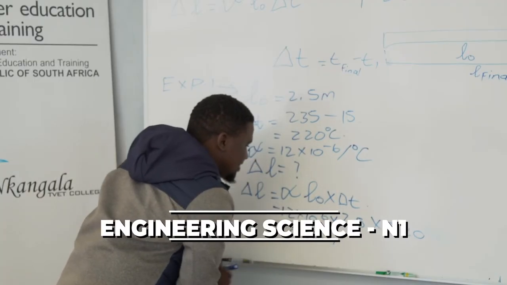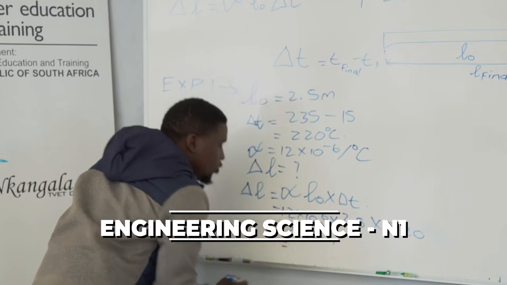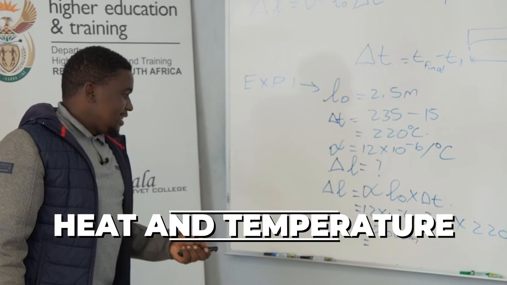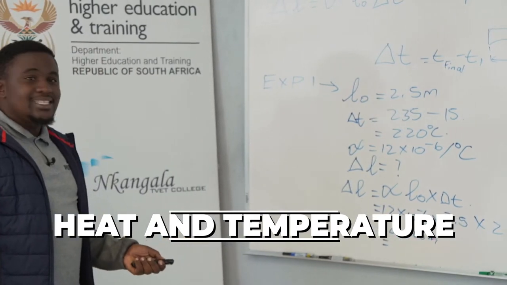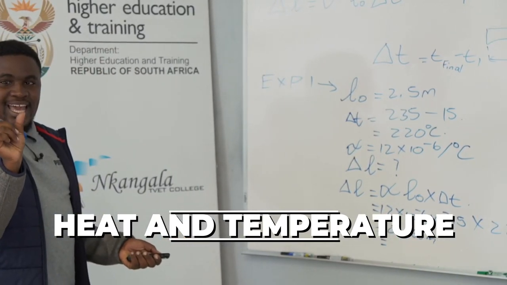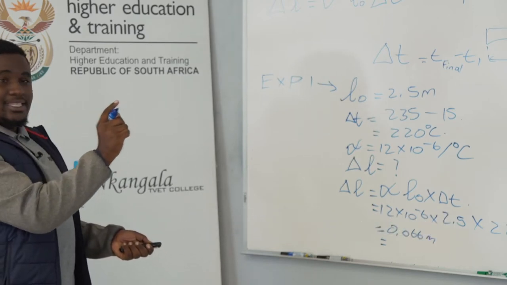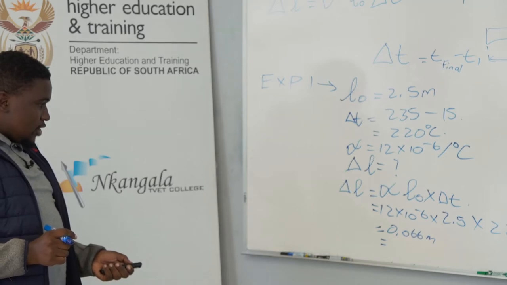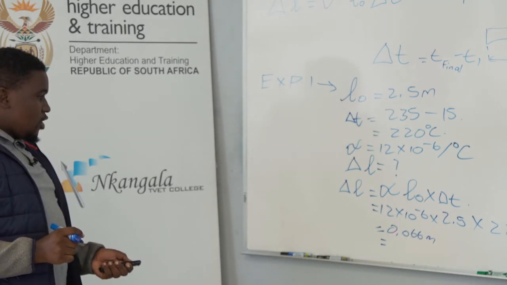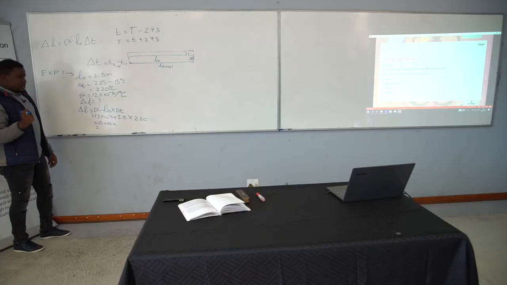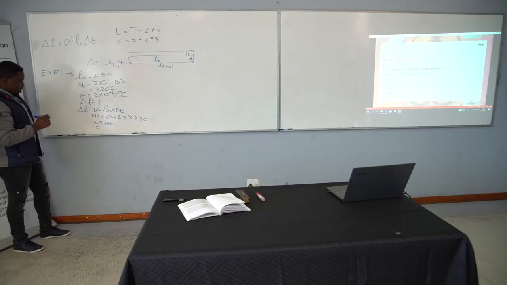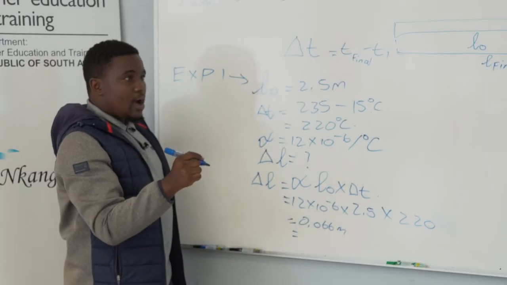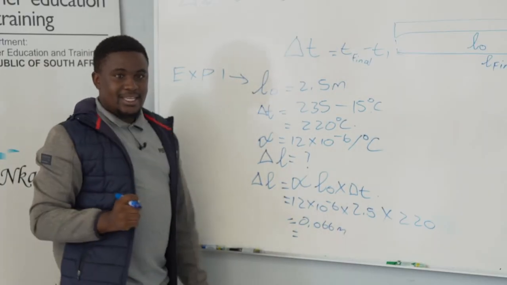0.066 meters, which is equivalent to, because what did we say? We said this 0.066 meters is the small millimeters in which our steel pipe is increasing. Check this zero, meaning we have 0.066. What did we say about this change in length? We said this change in length is the small millimeters in which our steel pipe is increasing.